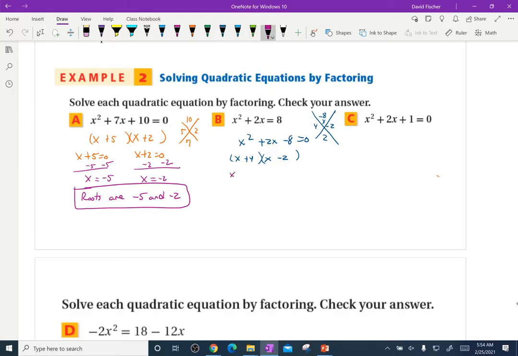Set them to 0. Plus, we're going to -4 from both sides. Add 2.